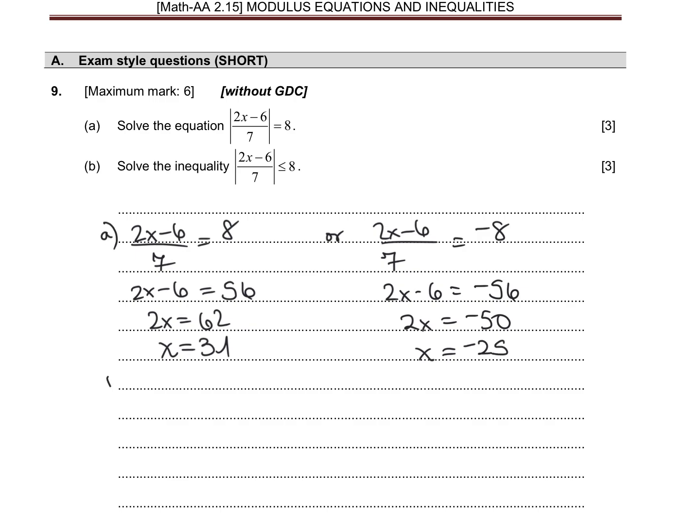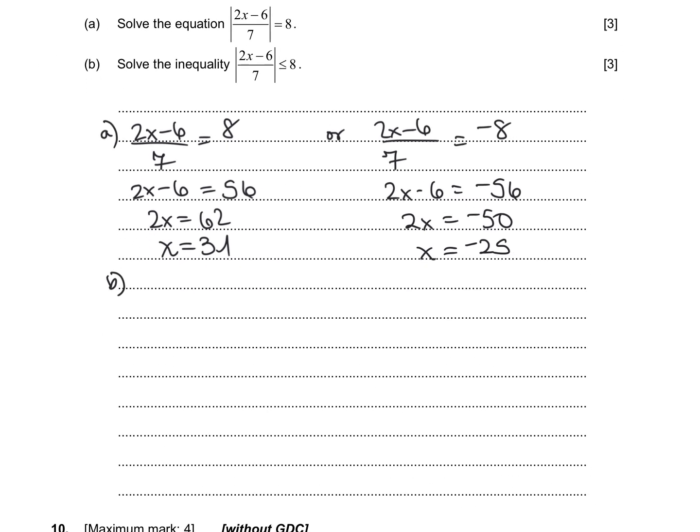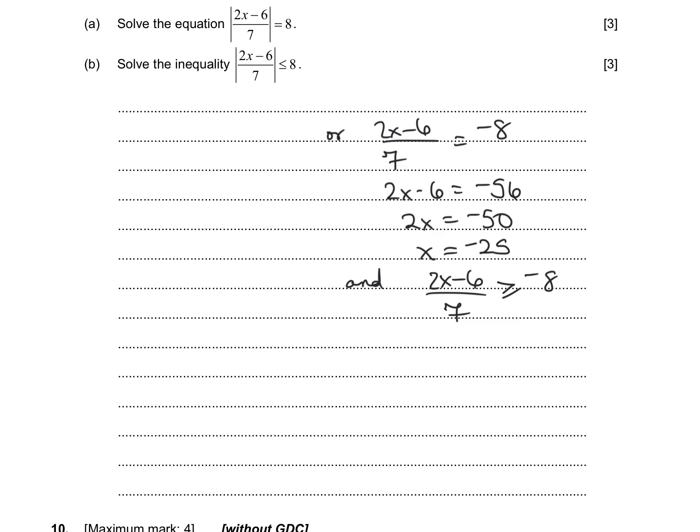That's for A. For B, we've got (2x − 6)/7 is less than or equal to 8, and (2x − 6)/7 is greater than or equal to −8. So now, here it's fine to cross multiply because you're multiplying by 7, which doesn't change the inequality.